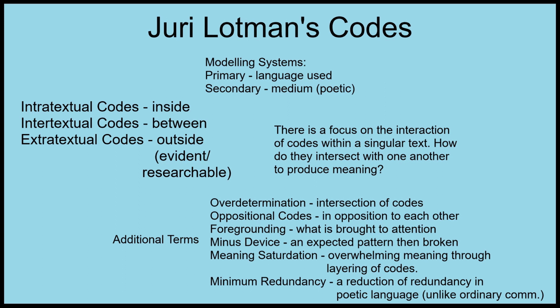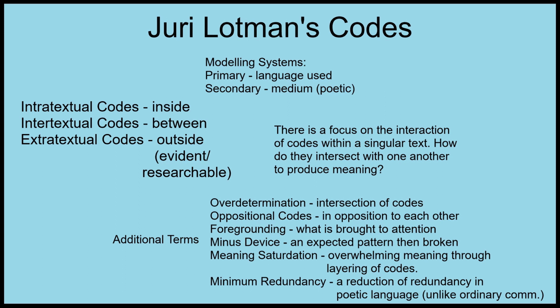Now, what's very important, and I've written this on the side there, is a focus on the interaction of codes within a singular text. How do they intersect with one another to produce meaning? Now, that is the main thing. These codes, these systems, work together to create the meaning in a text. That's what they do, right?